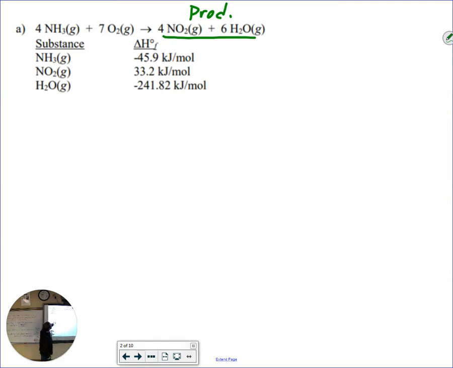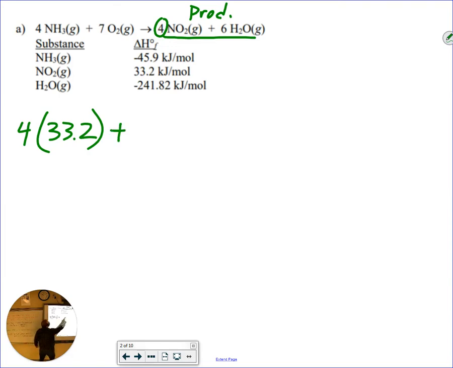So what I'm going to do is find the delta H for NO2 gas. It's 33.2 kilojoules per mole. So I'm going to take that 33.2, look at my reaction, and I've got 4 moles in the balanced reaction. So I'm going to take that times 4. Okay? Don't start plugging numbers just yet.